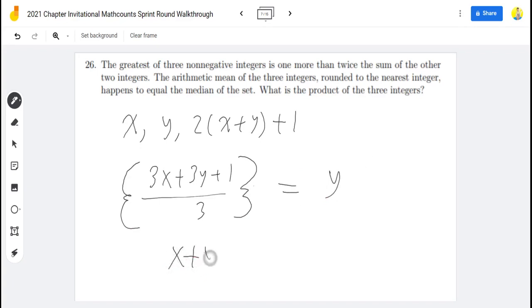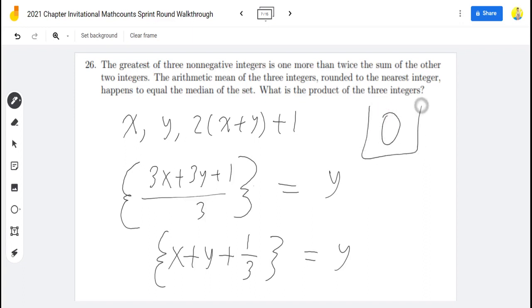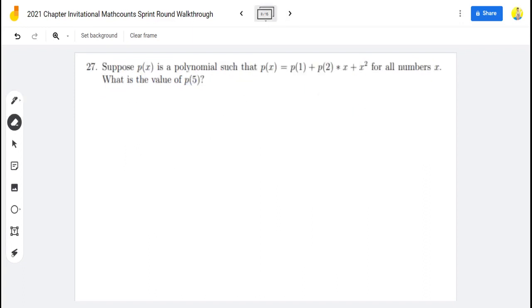We see that x plus y plus 1/3, and we round that, equals y. And because this is true, that means that x, or the smallest integer, must equal 0. And the reason this is true is because if it was not equal to 0, that means if you round, it would not be equal to y. So x is just 0. And since x is 0, the product of the three integers is just 0 times something, which is just 0. So the product of the three integers is just 0, and 0 is the final answer.